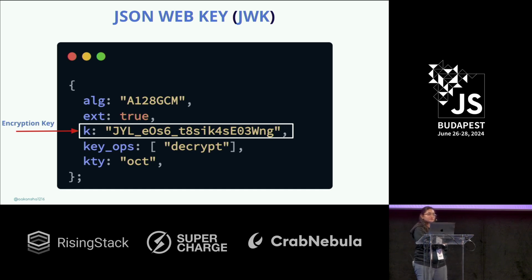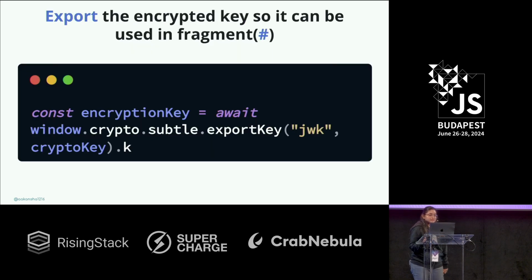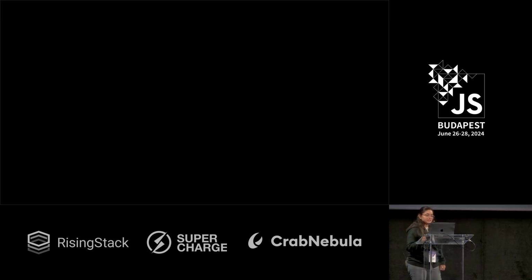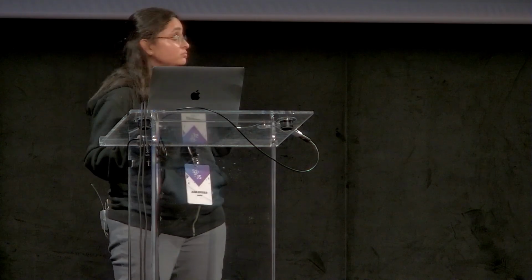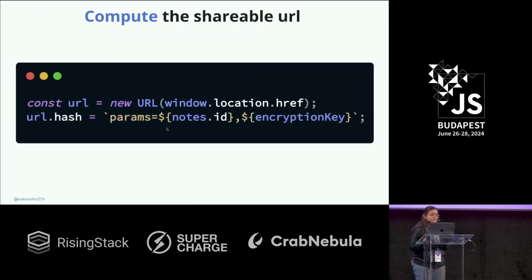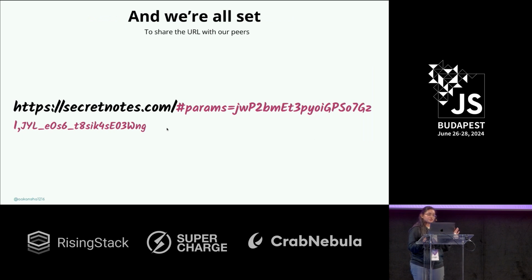I'm referring to it as the encryption key because it's different from the crypto key. With a crypto key, you cannot view the bytes. The encryption key is exported from the crypto key. So this is what I want to share with you. You just use the export key API, give it the format, extract the K parameter, and then create the URL, and we are ready to share it.